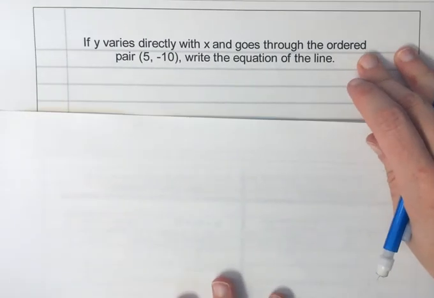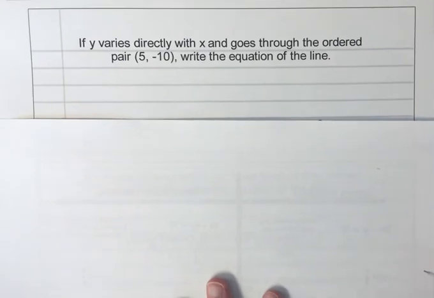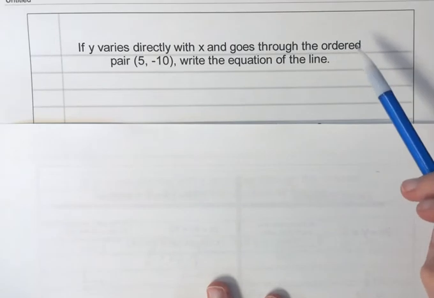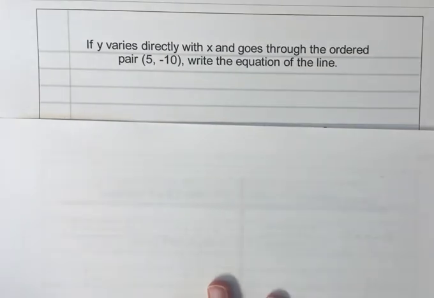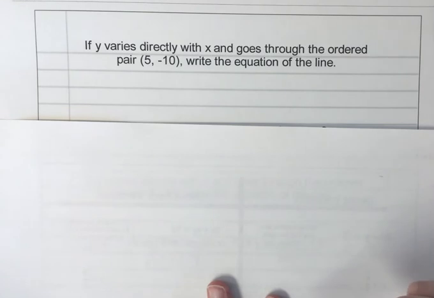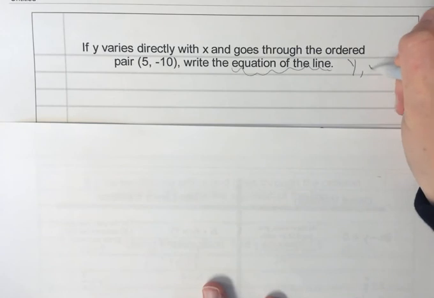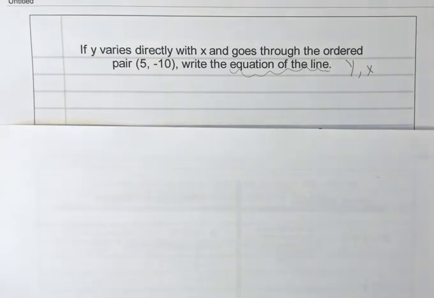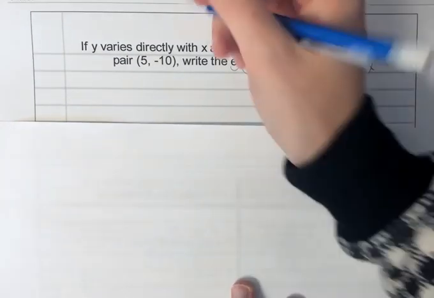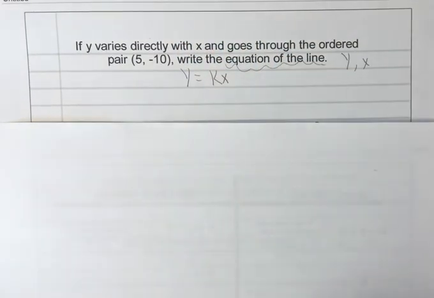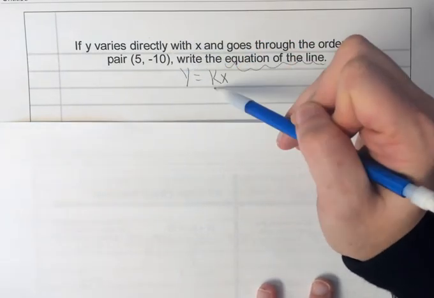So sometimes they give you information, they're not asking you to say if it's direct, they're just telling you it is direct. So if you copy this down: if y varies directly with x and goes through the ordered pair (5, -10), write the equation of the line. Like I said, pause the video if you need to. When it says equation of the line, we want to make sure that we include the variables x and y. If it tells us direct variation, I would always ask you to immediately go ahead and write your formula down. You have to memorize that. We're going to be using it over the next 3 class periods, so hopefully you'll feel comfortable with that. But I would write down the direct variation formula first.